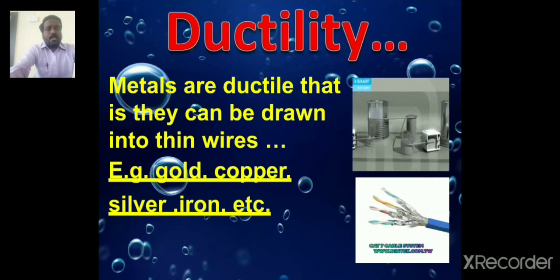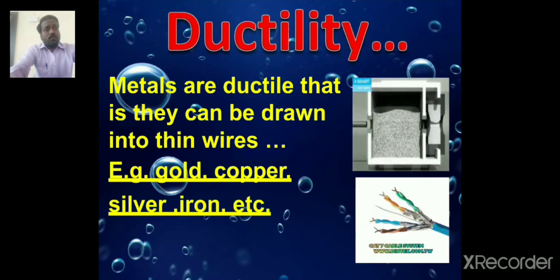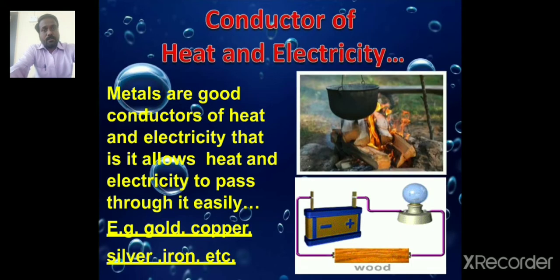All these metals are ductile in nature, which can be drawn into wire. Next, conductor of heat and electricity. Heat and electricity, you see the two images. One shows heat and another image shows electricity. The material which conducts the electricity or passes the electricity through it, such material is called a heat and electrical conductor, meaning a good conductor.